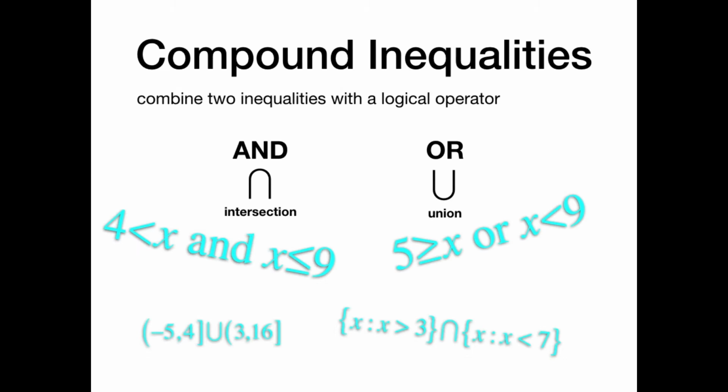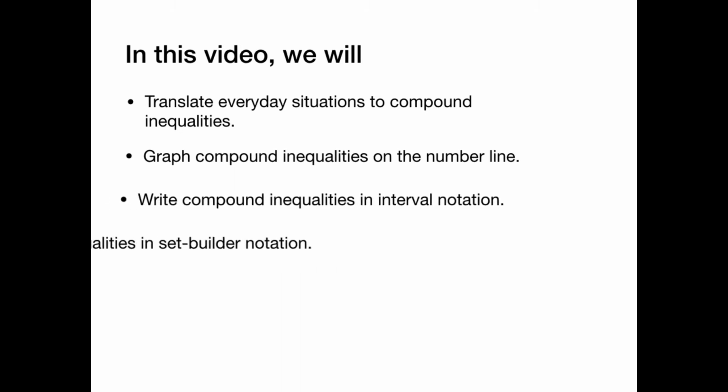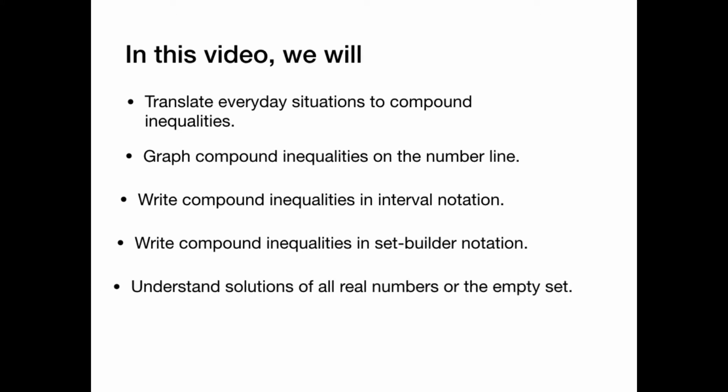Compound inequalities combine two inequalities with a logical operator. The operators are AND, which means the intersection of the two sets, or OR, which means the union of the two sets. In this video, we're going to translate everyday situations to compound inequalities. We're going to graph those inequalities on the number line and write them in interval notation and set builder notation. And we're also going to understand that sometimes the solution is all real numbers and sometimes there is no solution. It's the empty set.